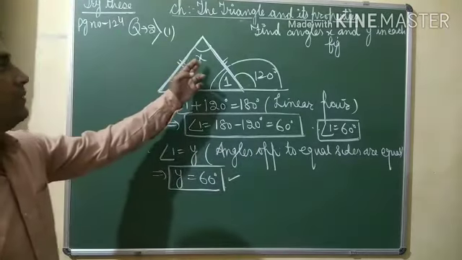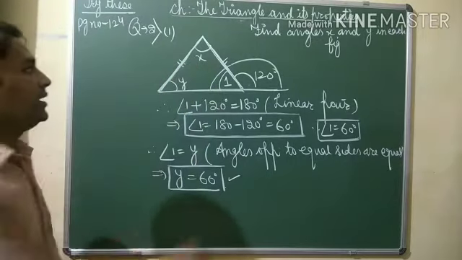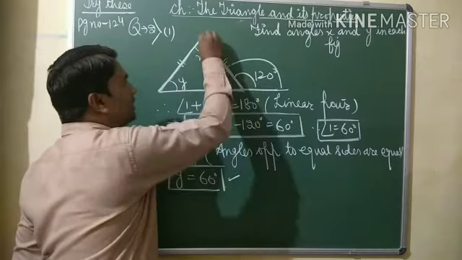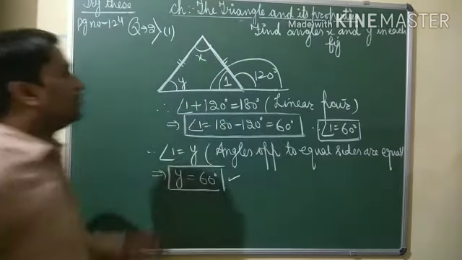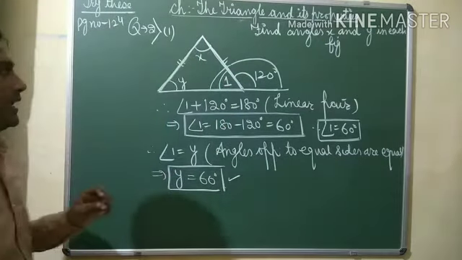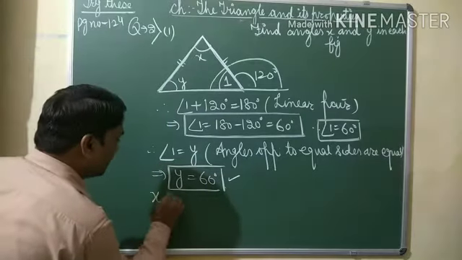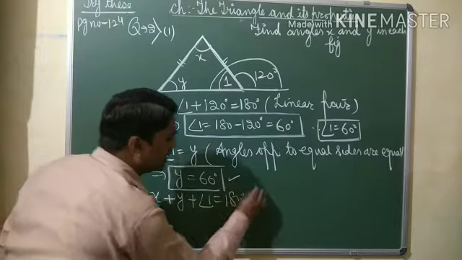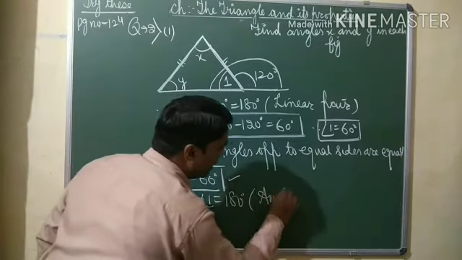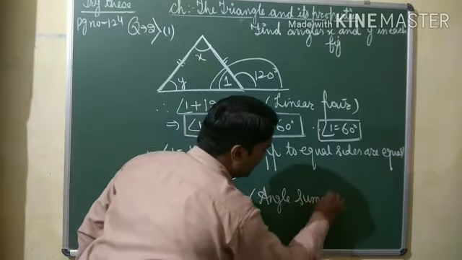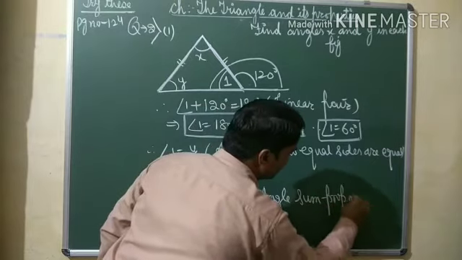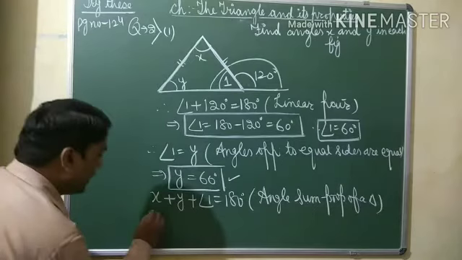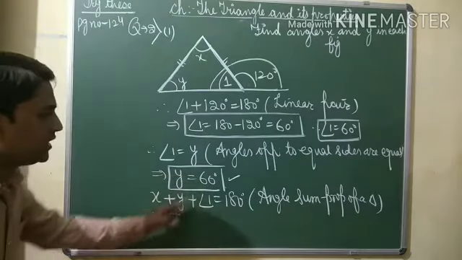Now we have to find the measure of angle x, which can be calculated by using the angle sum property of a triangle. So by using the angle sum property of a triangle, we get x plus y plus angle 1 is equal to 180 degree because of the angle sum property of a triangle.